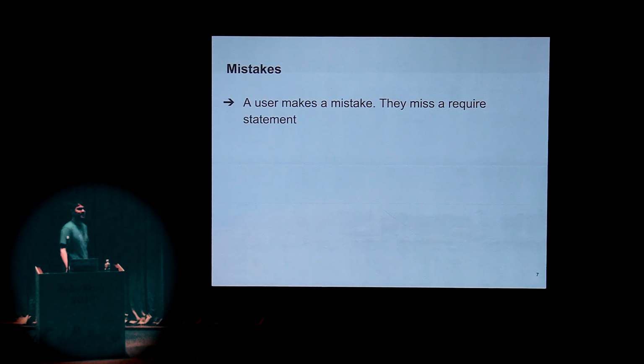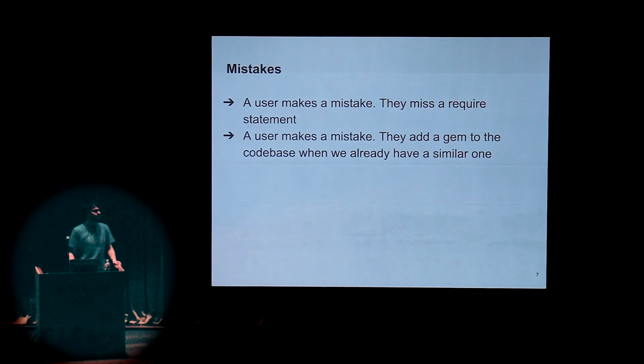So, mistakes. A user makes a mistake. They miss a require statement. This might seem like something obvious, but if you've ever worked with autoload paths in Rails, you'll know that require statements can sometimes not be required and sometimes be required, and it's kind of a mess, and it might not pop up in every case. And so this makes it into production.